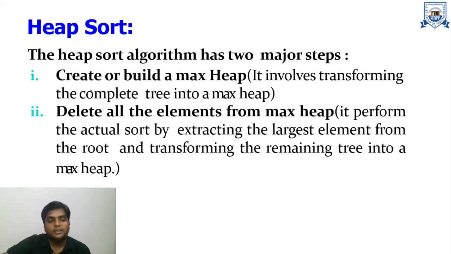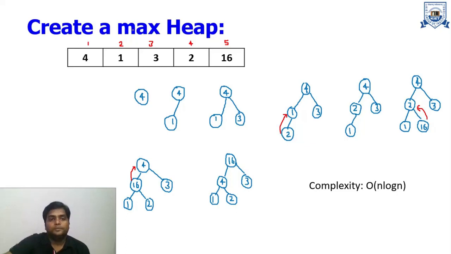Now we will discuss each step one by one, and now we will focus on the first one, that is create or build a maximum heap. So let's suppose we have an array having 5 elements, that is 4, 1, 3, 2 and 16. How can we create a max heap? As we know, if we are using max heap, the first thing is that it is a complete binary tree, and the next thing is that each node has values greater than or equal to its children.